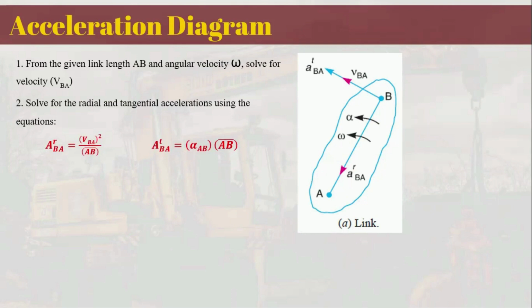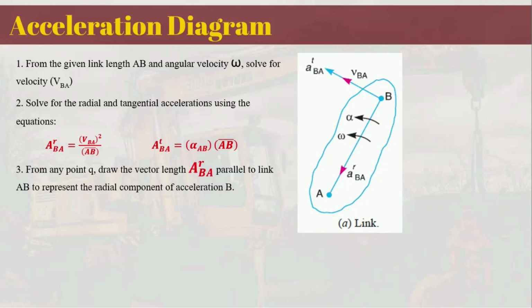So take note that for us to have radial and tangential acceleration, the length AB must be given. The angular or linear velocity must also be given. And the radial or angular acceleration must be given as well. So our acceleration can be resolved into two components, radial and tangential.